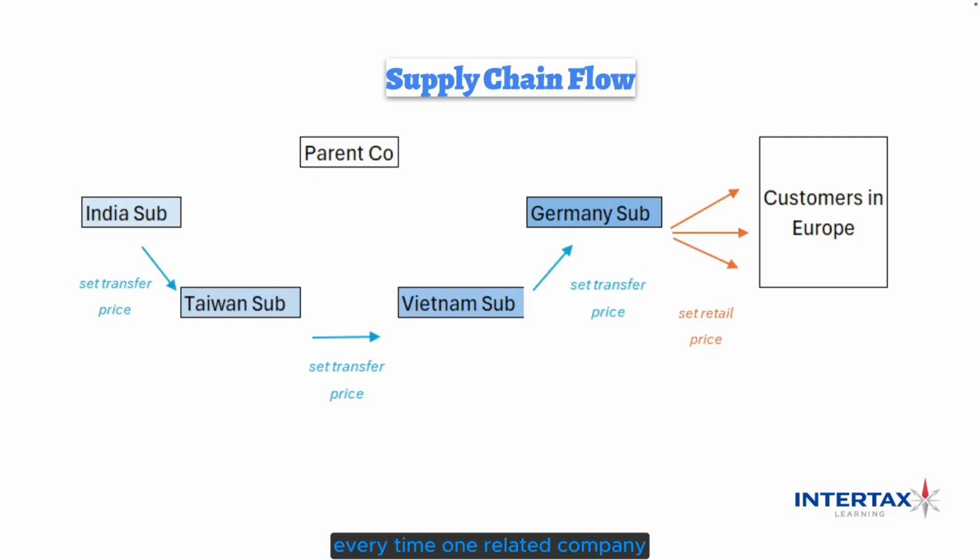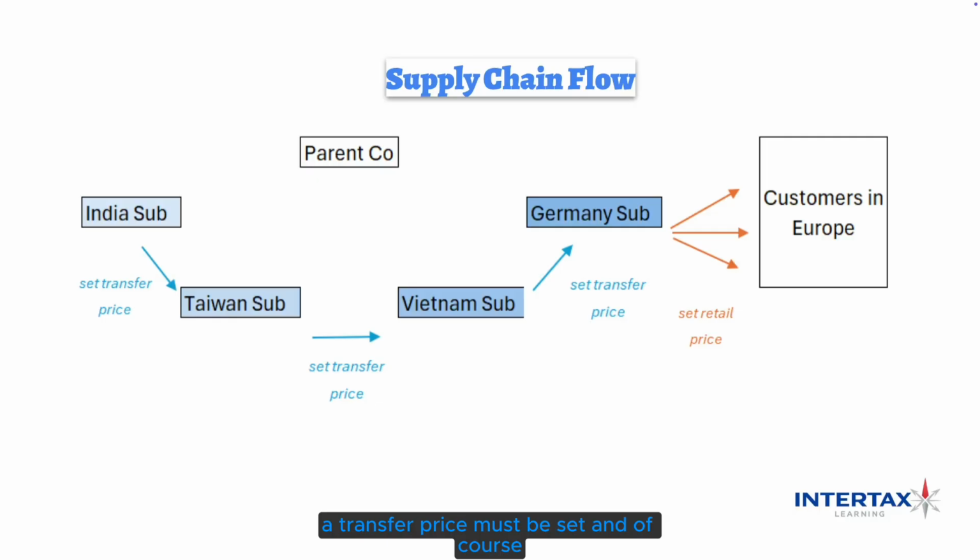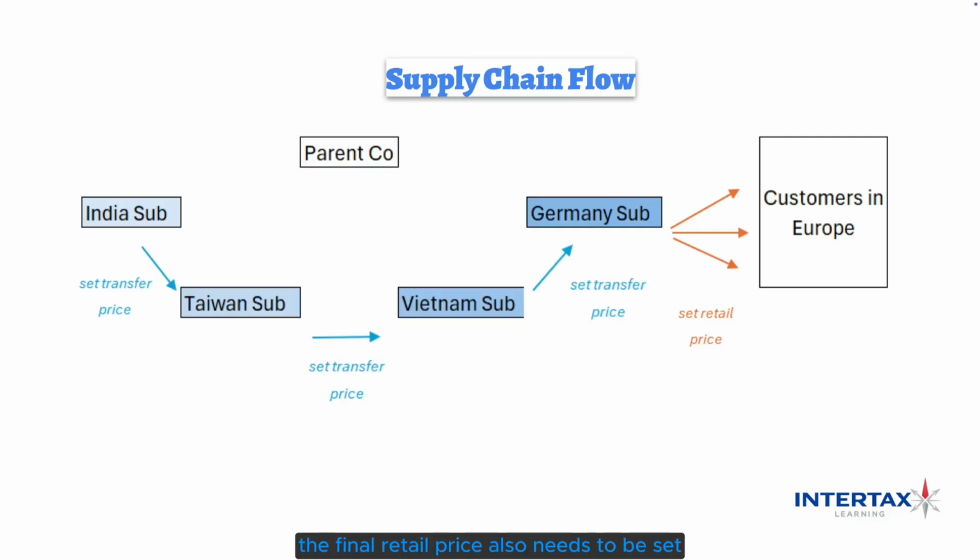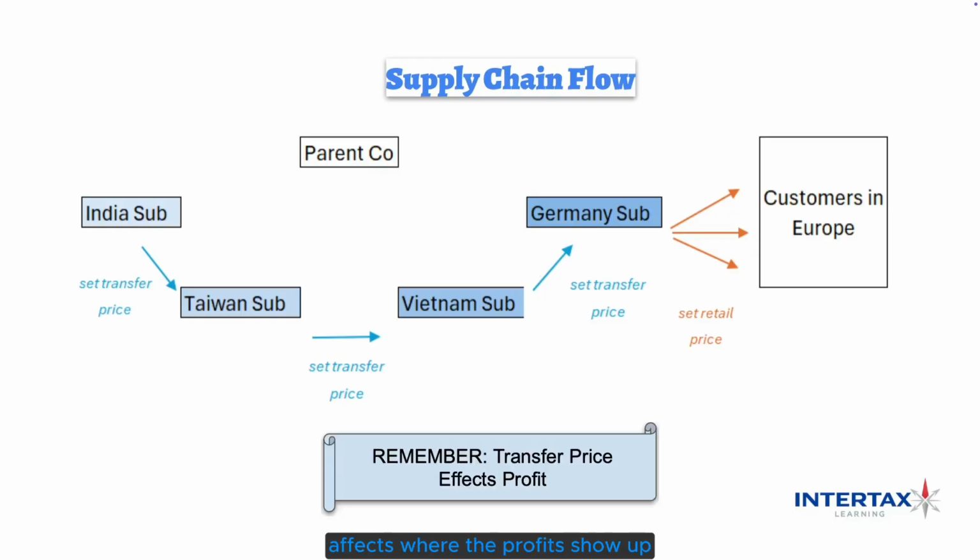Every time one related company sells something to another, a transfer price must be set. And of course, the final retail price also needs to be set. This is where things get tricky because the transfer price you choose affects where the profits show up.